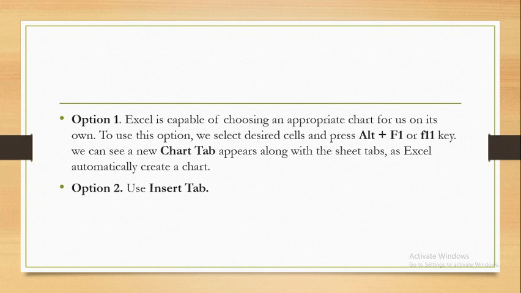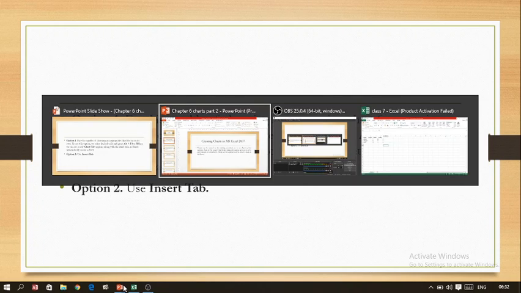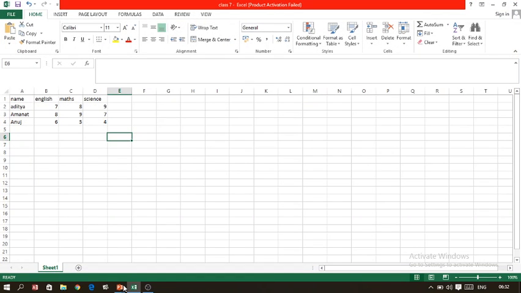And the second method is by using the Insert tab. I will explain both of these ways. So for this purpose, I am switching to the MS Excel window. Now here you can see the Excel window, and I have entered the names and marks of 3 students in 3 different subjects. Now first I will draw a chart by pressing the keyboard shortcut, meaning by using option 1.